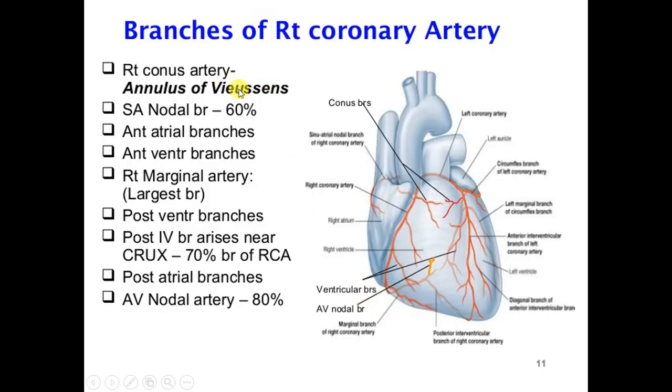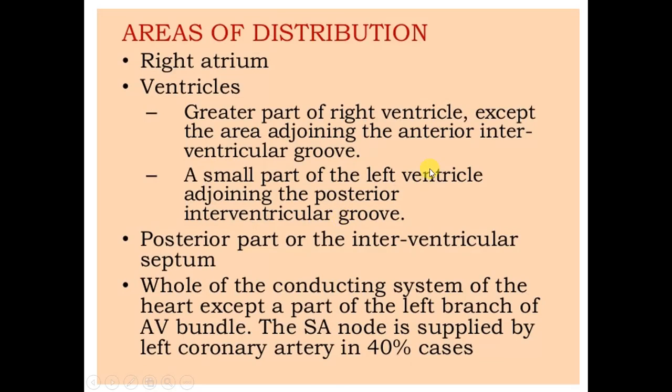So here are the branches: 60% SA node, anterior atrial branches, anterior ventricular branches, then the marginal artery, then the posterior ventricular branches, posterior interventricular branch at the crux in 70% of the right coronary artery, posterior atrial branches, AV nodal branch. So here are the branches of the right coronary artery.